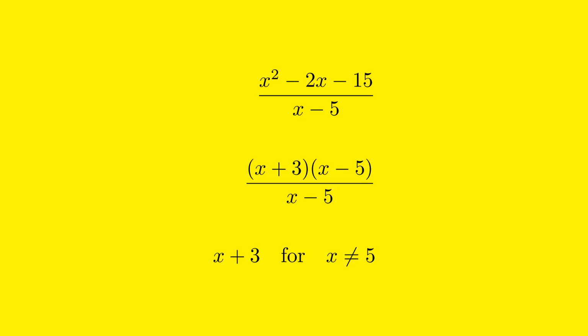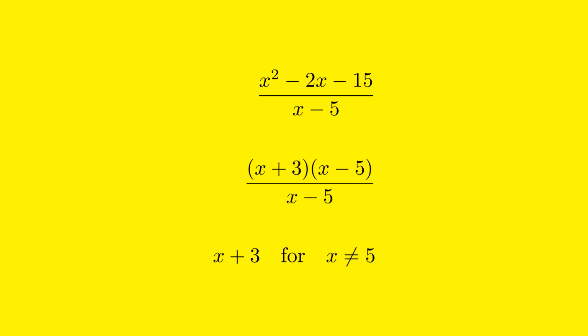Therefore, we can rewrite the quadratic expression by breaking it into two binomials. This means we transformed x squared minus 2x minus 15 into x plus 3 times x minus 5. At this stage, our factored form of the numerator is x plus 3 times x minus 5. Now, our original expression transforms from x squared minus 2x minus 15 divided by x minus 5 to x plus 3 times x minus 5 divided by x minus 5.